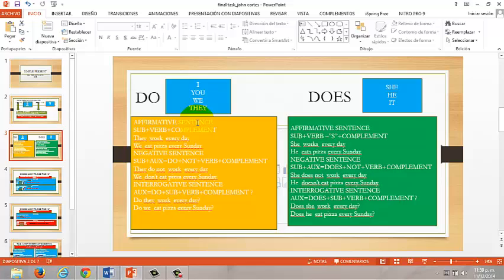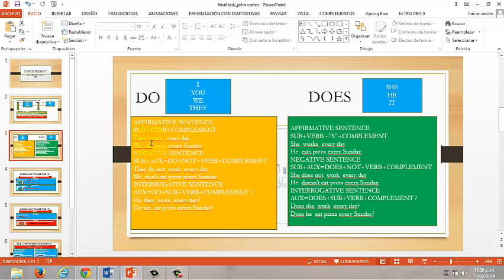In the affirmative sentence, we're going to use subject plus verb plus complement. You see, the example is: they work every day. Or another example is: we eat pizza every Sunday.